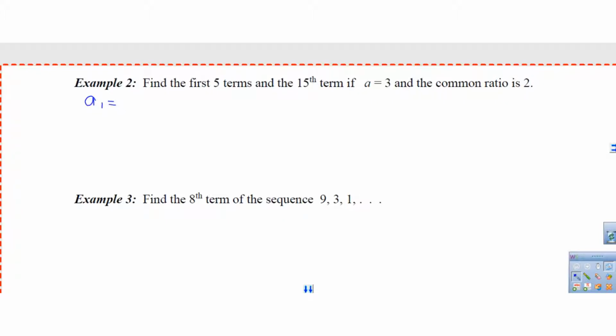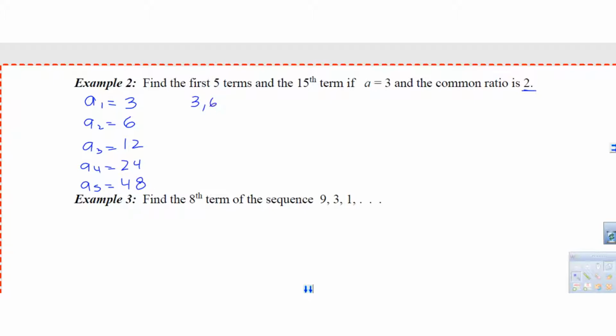Let's do this. A sub 1, A sub 2, A sub 3, A sub 4, and A sub 5. A is the same thing as A sub 1, which means the first term. So that's a 3. The common ratio is 2, so I'm multiplying by 2. 3 times 2 is 6. 6 times 2 is 12. 12 times 2 is 24. 24 times 2 is 48. So there are my first 5 terms.